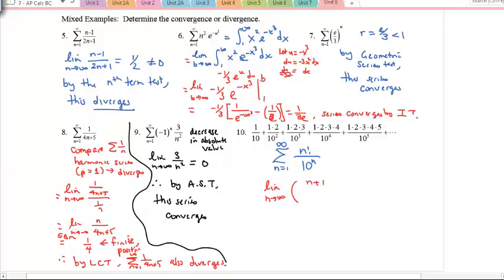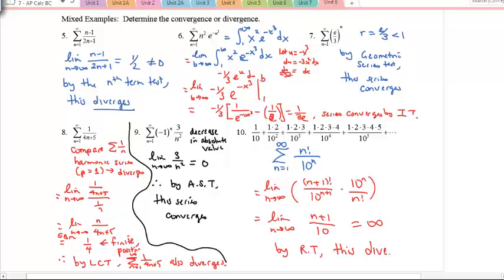So the n plus 1 term divided by that, or multiplied by the reciprocal, then you get the following. As n approaches infinity, n plus 1 on the top, a factor of 10 on the bottom. This seems to equal infinity, so by the ratio test, this diverges.